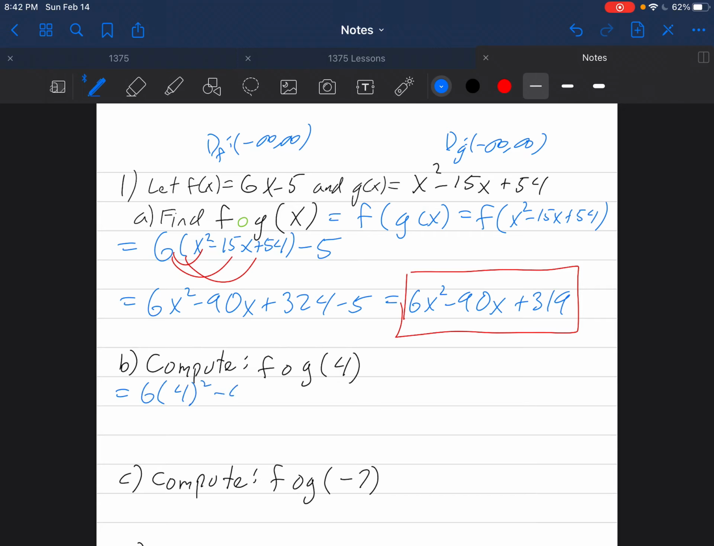So we can take 6 times 4 squared minus 90 times 4 plus 319. Work it out with order of operations, and 55 is our result.